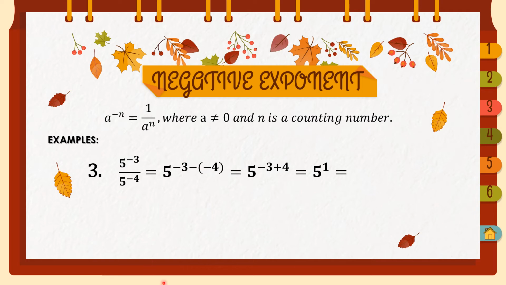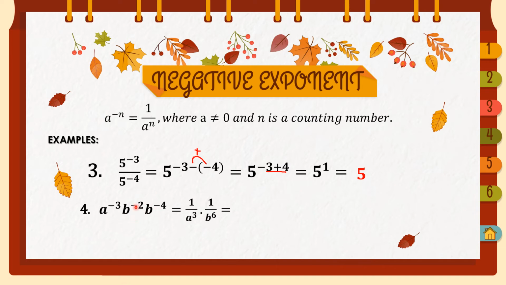Simplify po natin. Kapag kinuha po natin ito, this will become negative times negative. Ayan po ay magiging positive. So, magiging 5, negative 3, positive 4. And that will become, simplify, unlike signs, subtract, attach the sign of the largest number. So, magiging 5 raised to 1. And what is 5 raised to 1? That is equal to 5. Next, number 4. A raised to negative 3.